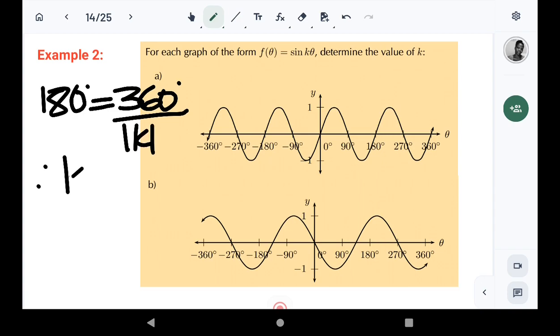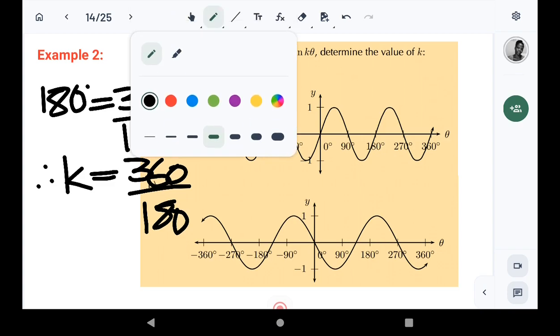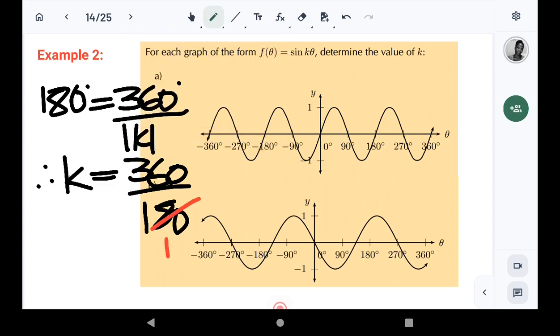Therefore, k is positive here because we start with a maximum turning point. That is 360 divided by 180. 180 goes into itself once and into 360 twice. So your k equals 2. You could have simply also counted the number of complete cycles in 360 degrees. That's 1, 2. So your k is simple and straightforward here.